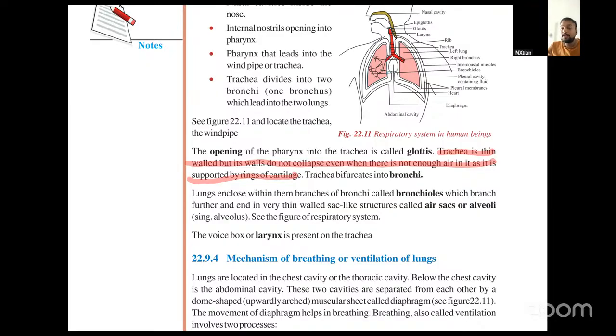If you touch your throat, you can find that there are some rings there. You didn't swallow a ring. It's not a gold ring, okay, but there are rings of cartilage. That helps the trachea not collapse when you are exhaling or inhaling the air. Understood? Yeah. Read this.